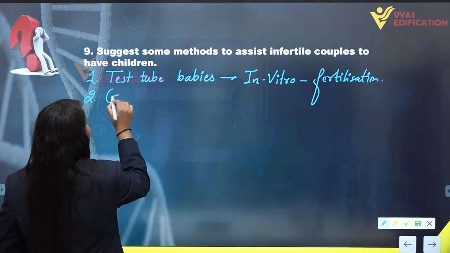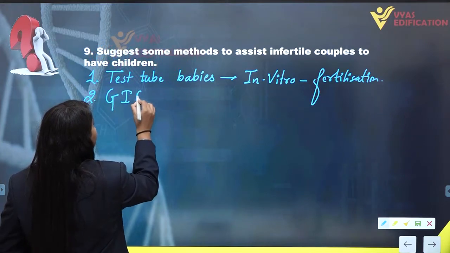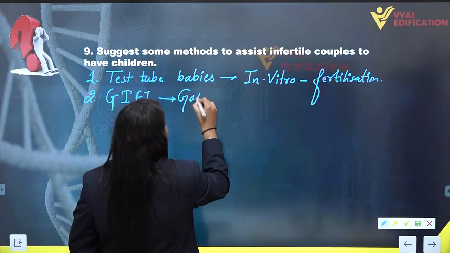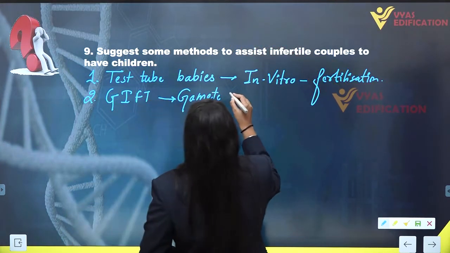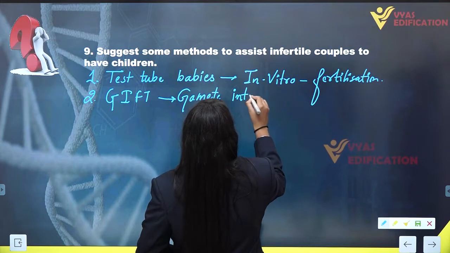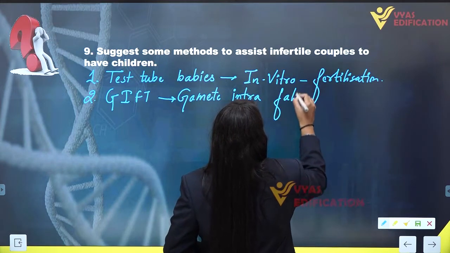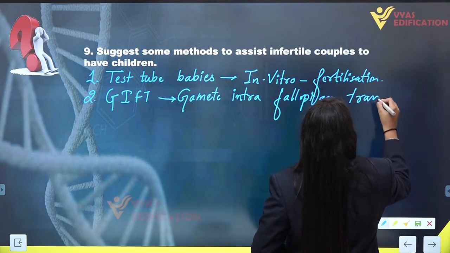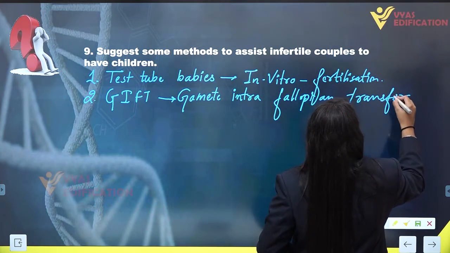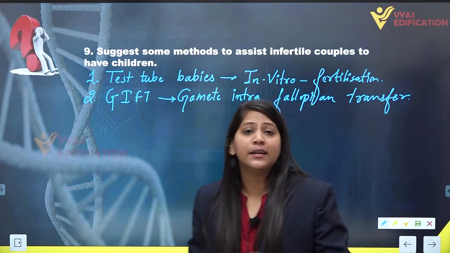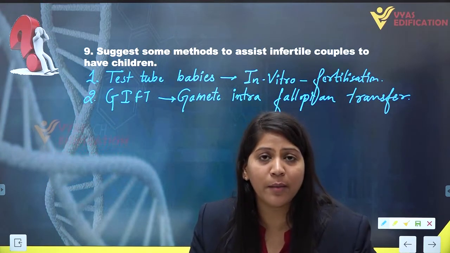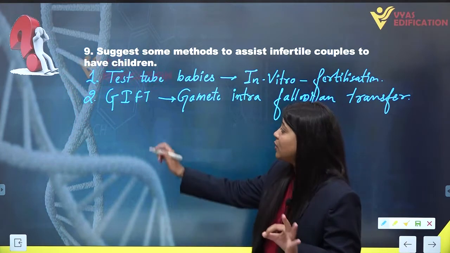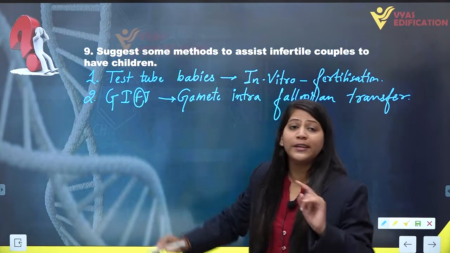Next one we have is GIFT, that means gamete intrafallopian transfer. Now, in this technique, the gamete such as the ovum is transferred into the fallopian tube. Into the fallopian tube only, not into the uterus.